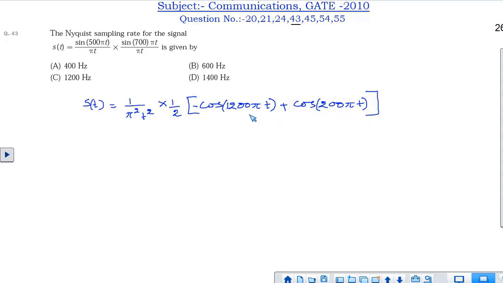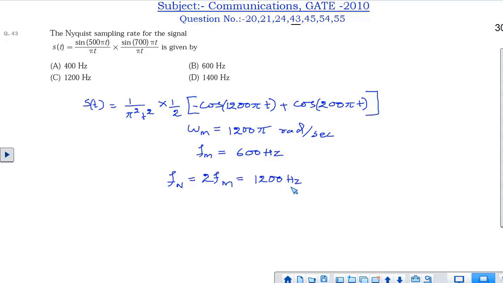Here if you see, the frequency, that is the maximum frequency, is nothing but 1200 pi radian per second. So we can find out, if we divide by 2 pi, then we can get the maximum frequency to be 600 Hz. Then the Nyquist rate is nothing but 2 times the maximum frequency. So the Nyquist rate is simply 1200 Hz, and that is what is asked in the question. So option C is matching with our desired result. Hence the Nyquist rate of this signal is 1200 Hz.